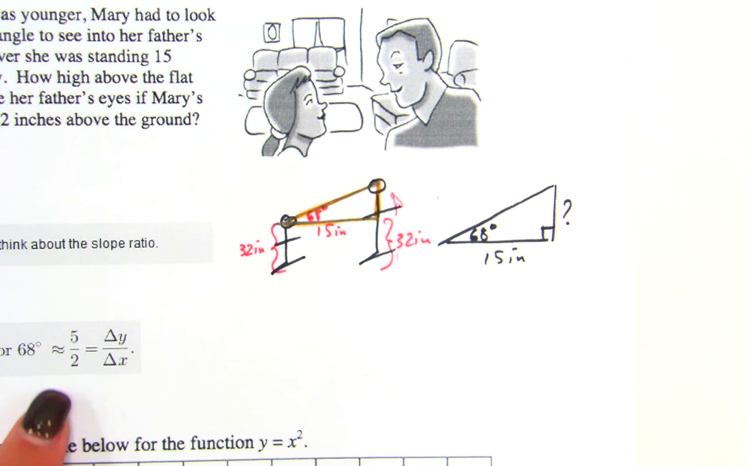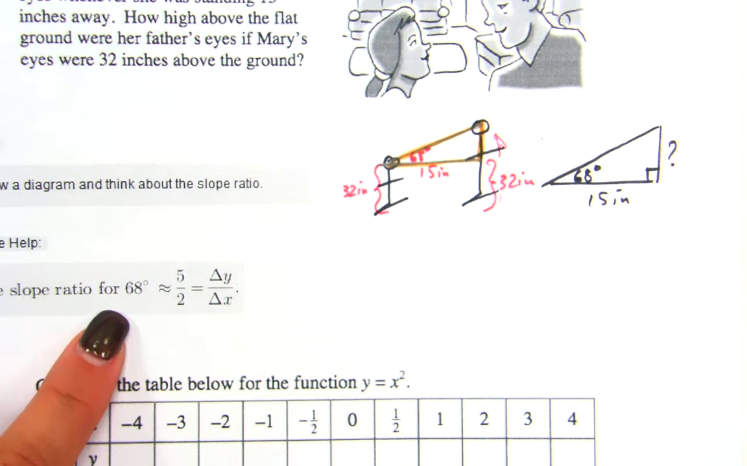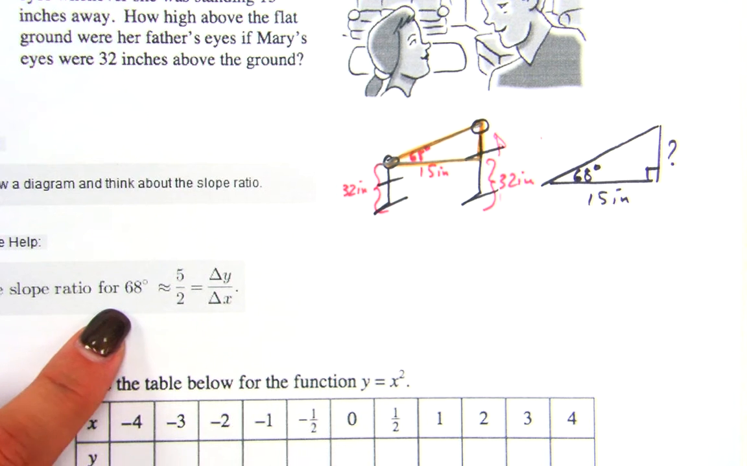Okay, and then it has change in y over change in x set up for you. So what's your change in y, what's your change in x of your slope ratio? If you have issues with the calculator, your computer does actually have that function.